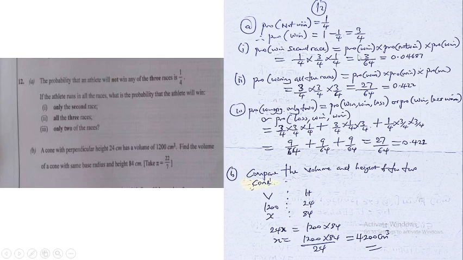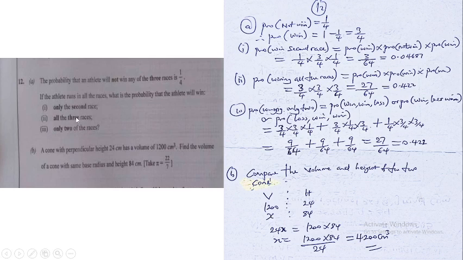So that will be the probability of not winning the first race, which is 1/4. The probability of winning the second race is 3/4. The probability of not winning the third race is 1/4. And if you simplify that, that will give us 3/64.